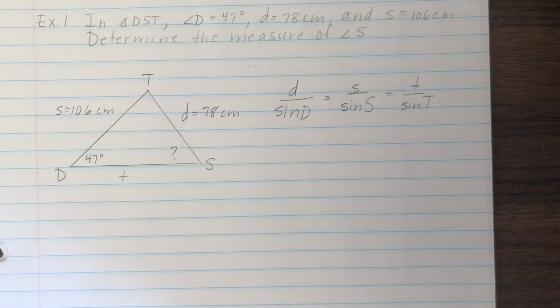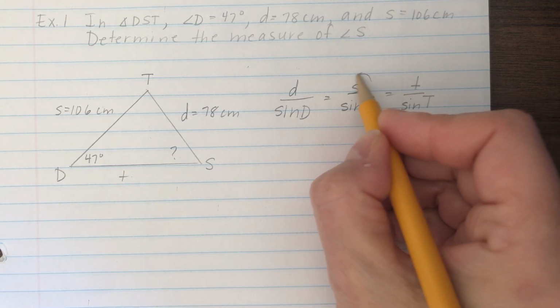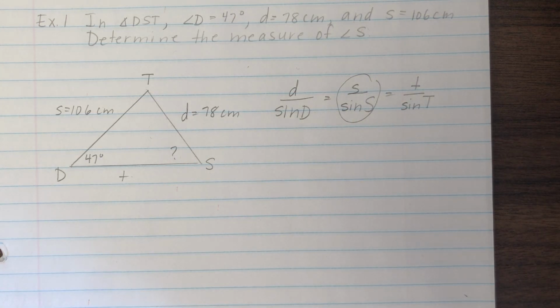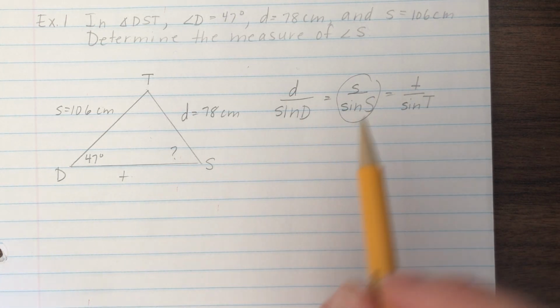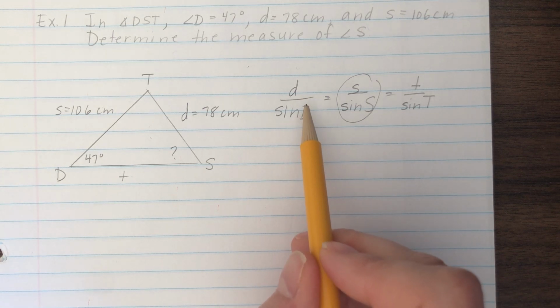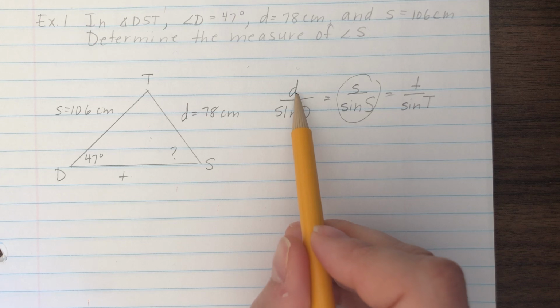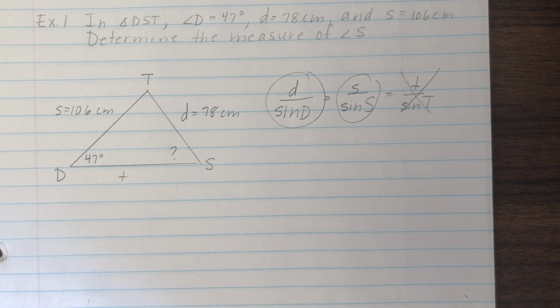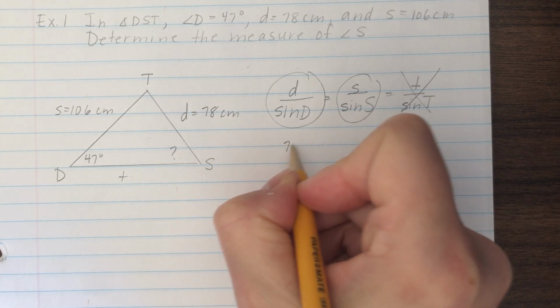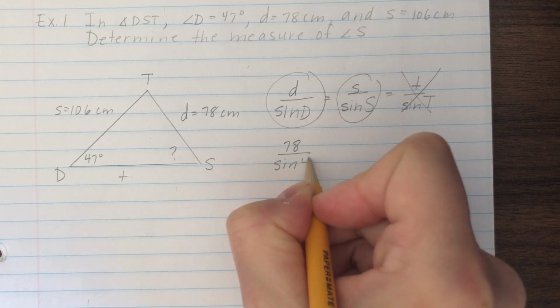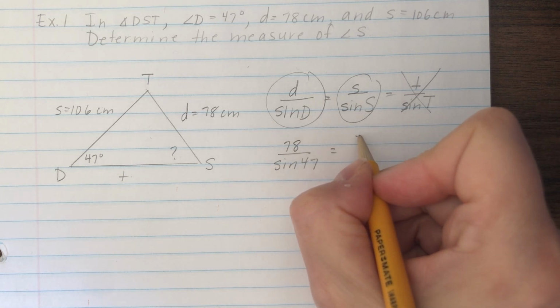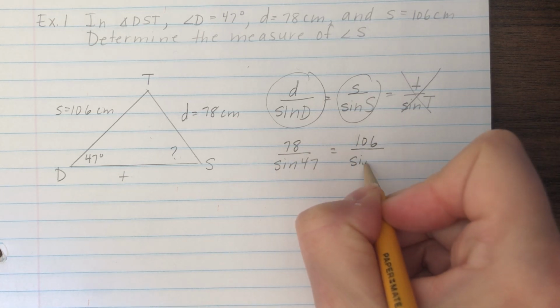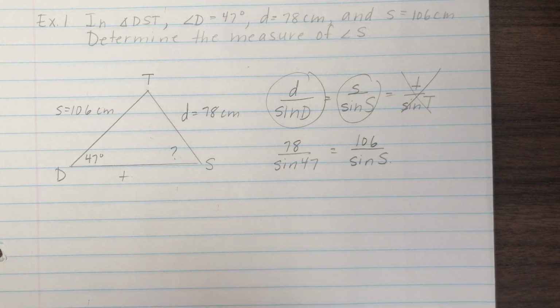Okay? Now we have to choose two out of these three ratios to use. Well, we definitely have to use the one that contains angle S, since that is what we're asked to find. We also have to use a ratio whose side and angle we know. So we know side D and we know angle D. We're not going to use the ratio containing side T and angle T. Next, we sub in all the information. So for side D, I sub in 78, for angle D, 47. For side S, 106. And I'm going to leave angle S as a variable.